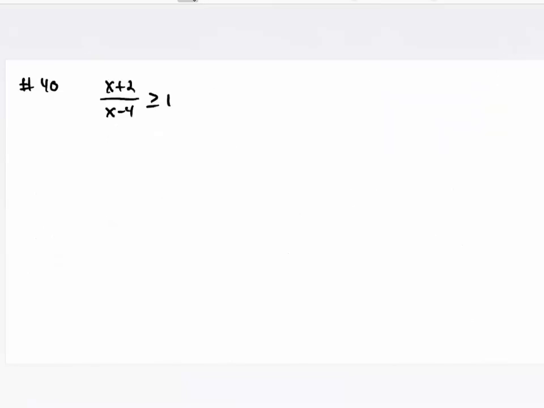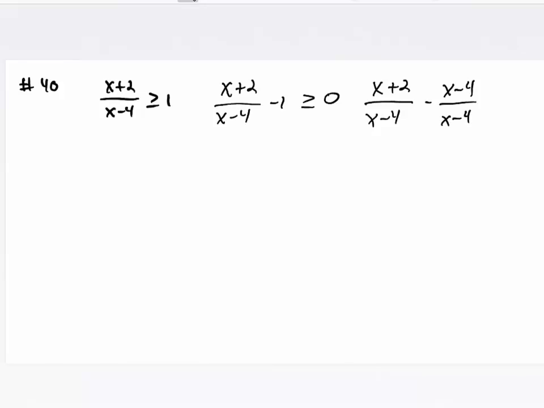All right, number 40. So number 40, we have x plus 2 divided by x minus 4 is greater than or equal to 1. And so before you do anything here, you want to move everything, all of the constants, everything over to the left side. So I'm going to end up with x plus 2 over x minus 4 minus 1 is greater than or equal to 0. I'm going to rewrite the 1 as x minus 4 over x minus 4 to make my life a little easier. So this is going to be x plus 2 over x minus 4 minus x minus 4 divided by x minus 4 is greater than or equal to 0.